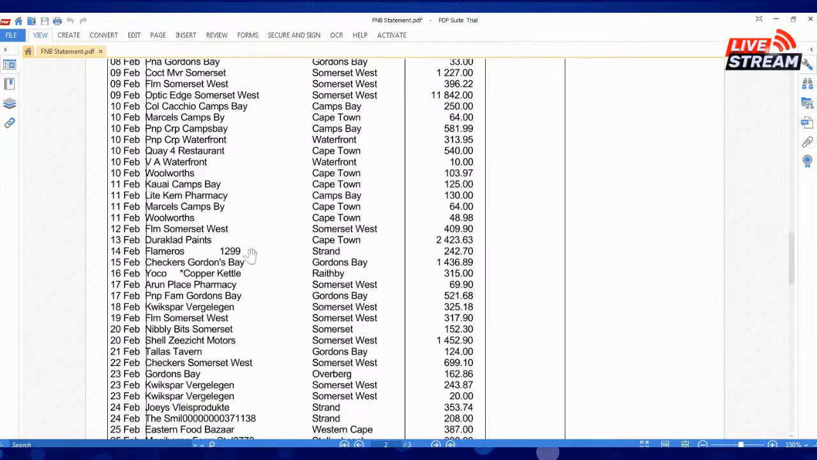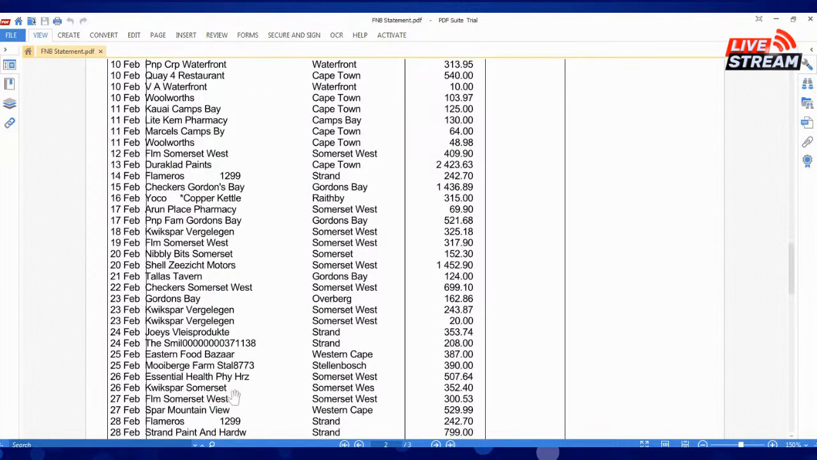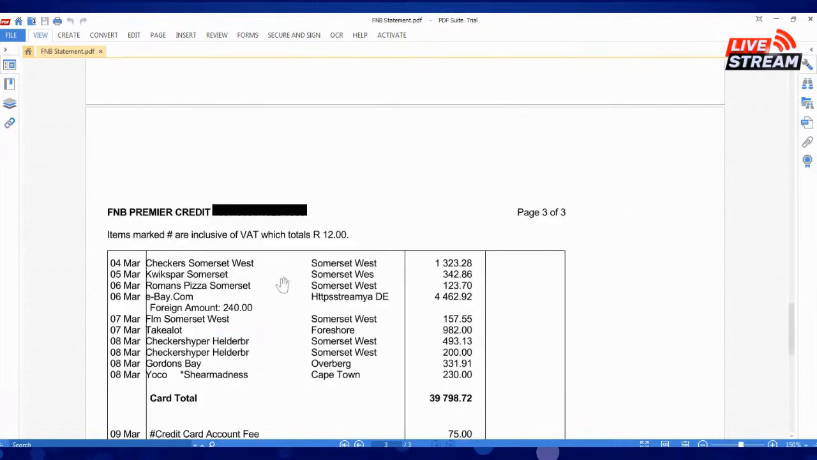Just going through the banking statement, here you can see, for example, I'm just looking at the large expenses. Duraclad Paints, obviously, that could be cross-examined. Why was it necessary? Who was it done for? Flameros, that is an eatery. Copper Kettle, that's an eatery. Pick n Pay, Joey's, that's a butchery. Quick Spa. So these are all the expenses. You can see there's Netflix as well. Super Spa, those are all expenses.